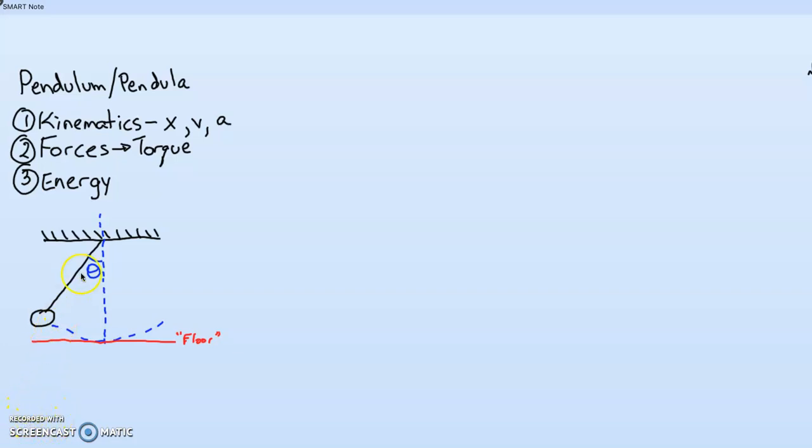is being torqued about the equilibrium, which is this vertical blue line. And then we'll look at energy. All right, so kinematics first.